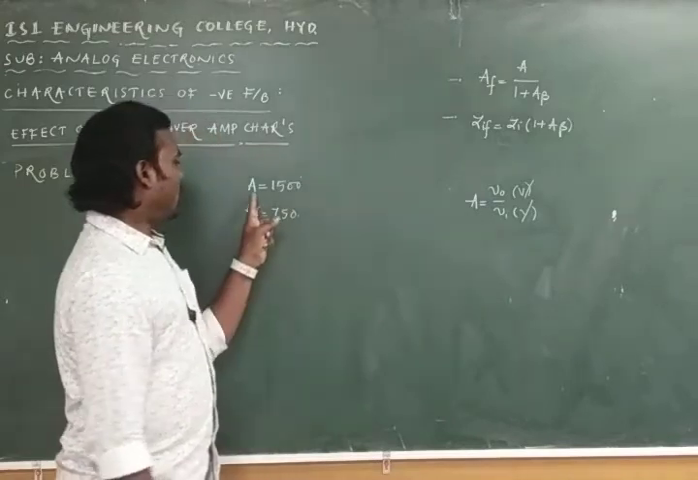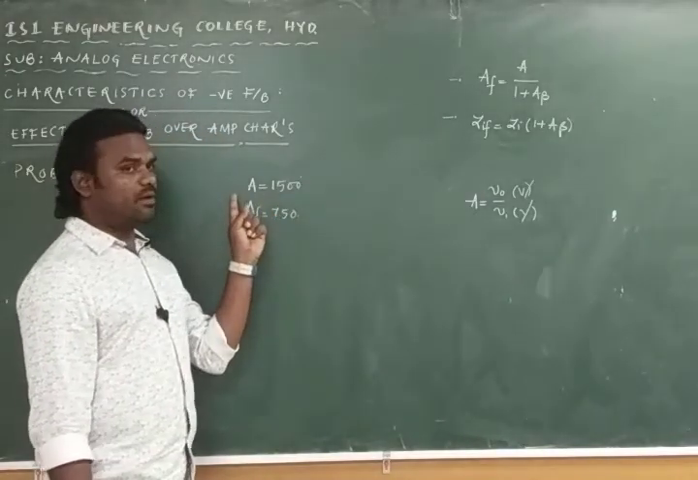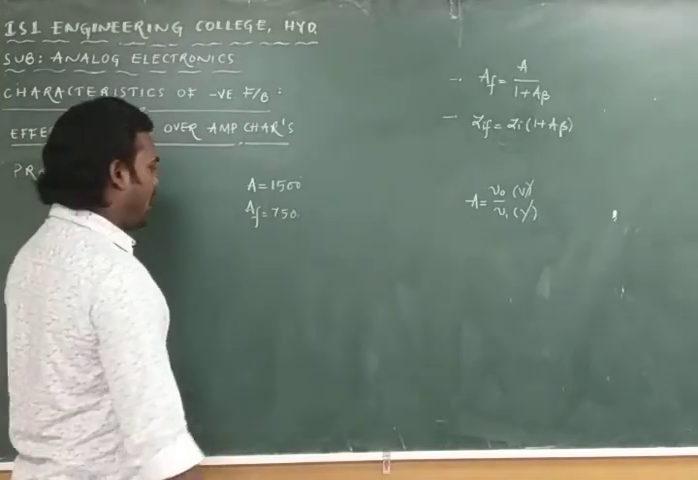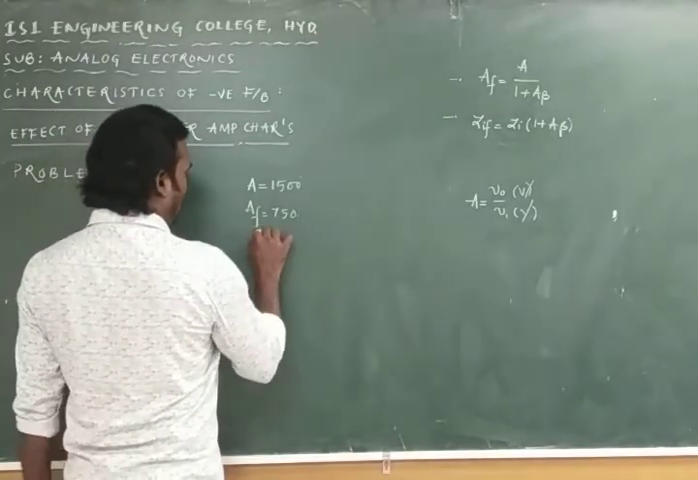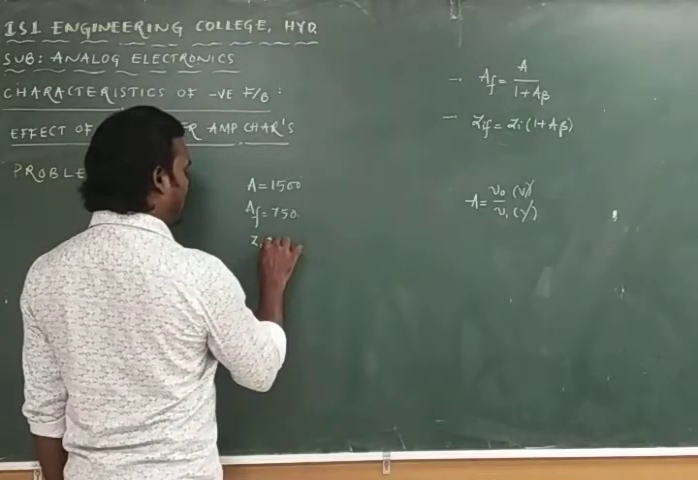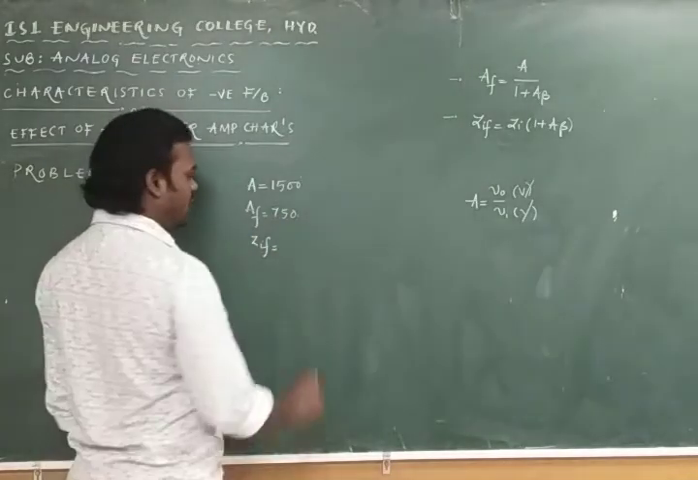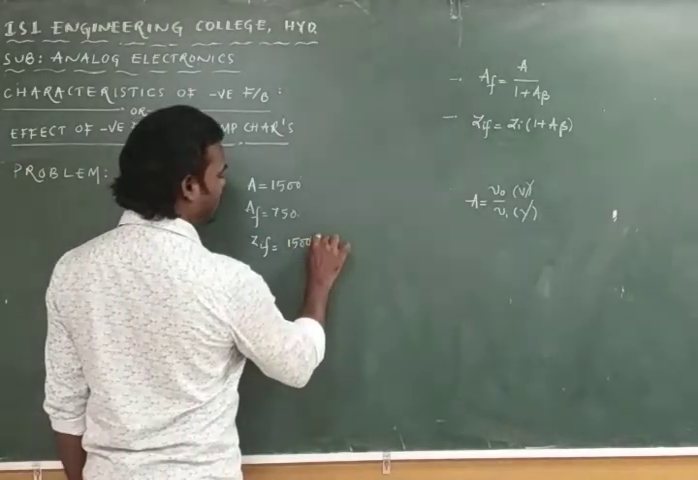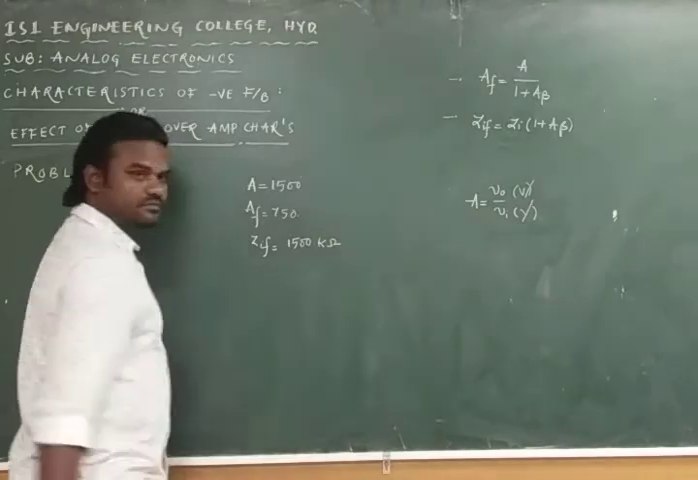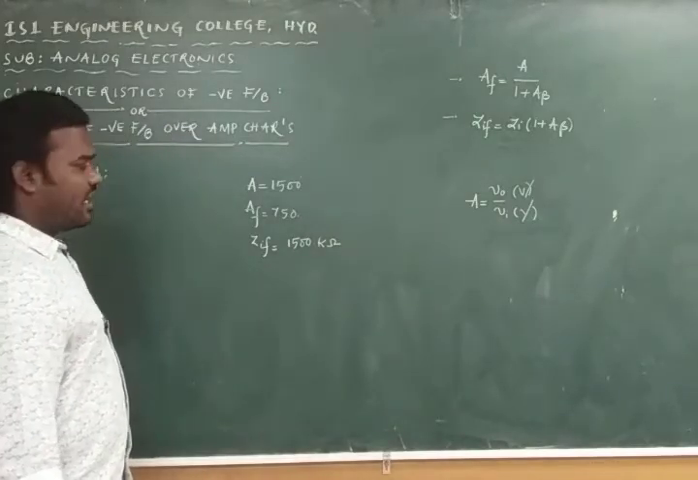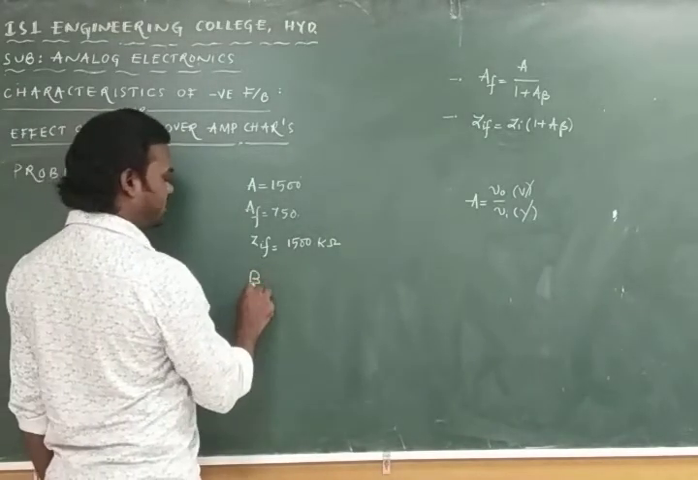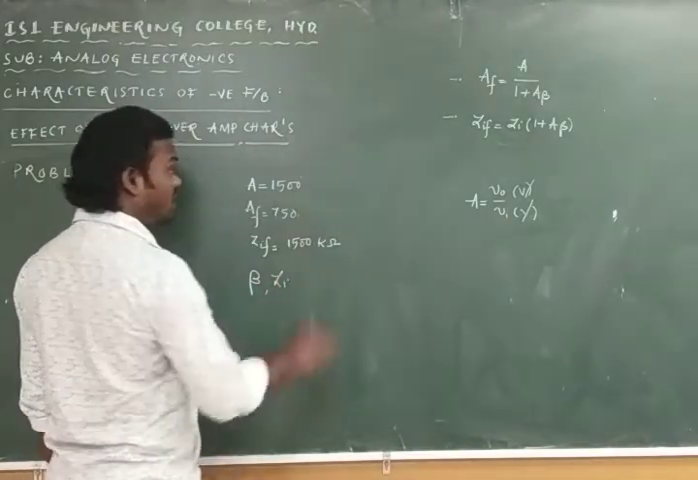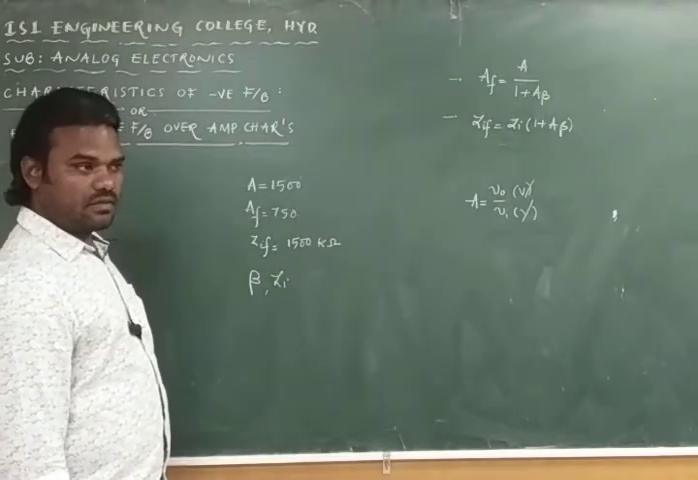So A is 1500, the open loop gain, and the closed loop gain is given as 750. And we have the input impedance with feedback, given as 1500 kilo ohms. So we have to calculate the feedback ratio, that is beta, and the input impedance without feedback. This is the question.